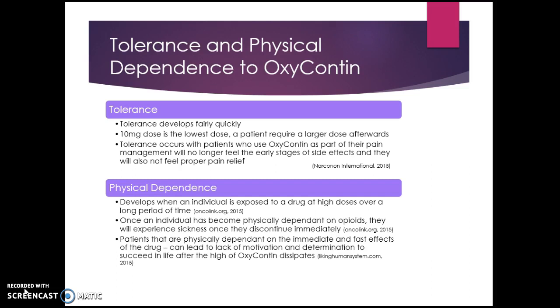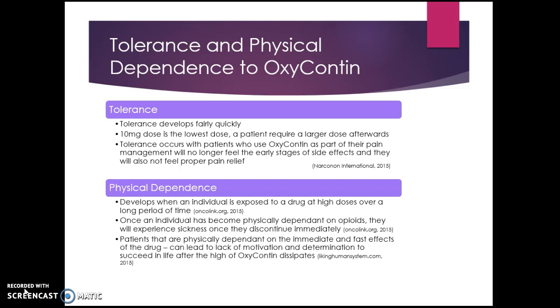So, tolerance and physical dependence to OxyContin. Tolerance develops fairly quickly with OxyContin. The 10 milligram dose is the lowest dose, and a patient will quickly require a larger dose after they've built their tolerance. It occurs with patients who use OxyContin as part of their pain management, and they're no longer feeling the stages of side effects, and they will also not feel proper pain relief. So they then need to take more.